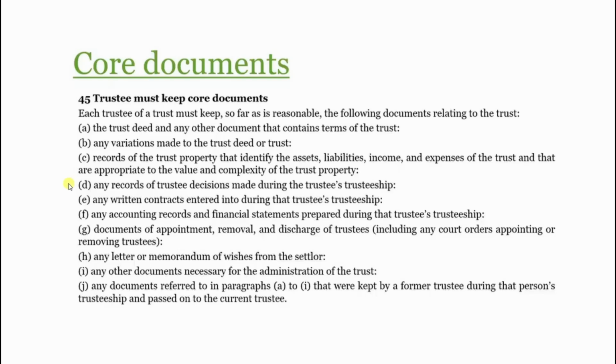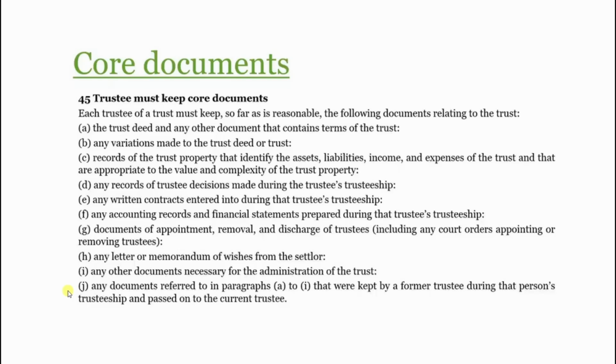property. Any records of trustee decisions made during the trusteeship, any written contracts entered into during the trustee's trusteeship, any accounting records and financial statements prepared during the trustee's trusteeship. So very important that as well. Documents of appointment, removal and discharge of trustees, including any court orders appointing or removing trustees. Any letter or memorandum of wishes from the settlor. So that's also very important to have a letter or memorandum of wishes from the settlor. Any other documents necessary for the administration of the trust, and any documents referred to in paragraphs A to I that were kept by a former trustee during the person's trusteeship and passed on to the current trustee.